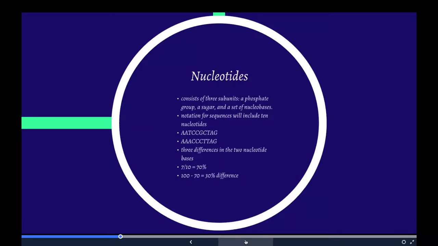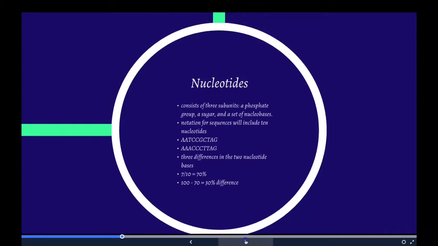This means calculate the percent similarity by taking the number of different DNA bases divided by the total number of nucleotides. So in our case, there are three differences between the two 10 nucleotide sequences, and therefore there are seven that are the same. So we divide 7 by 10 to get 70% similarity, and then to find the difference, we take 100 and subtract the 70, and that gives us a 30% difference.